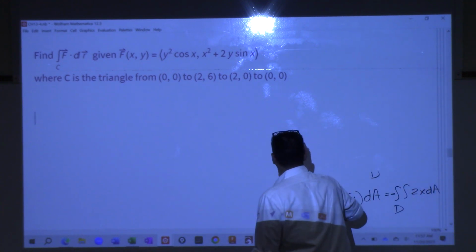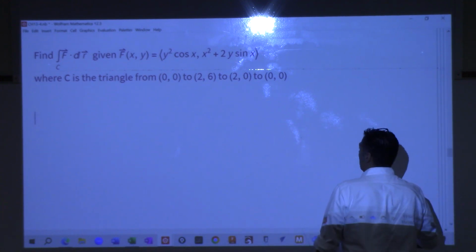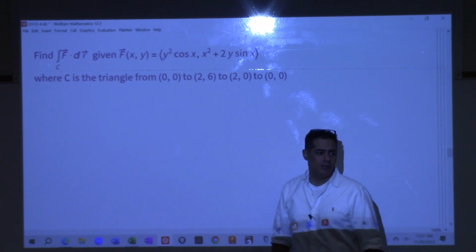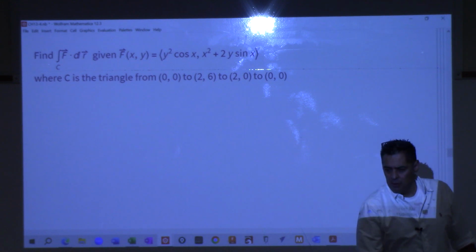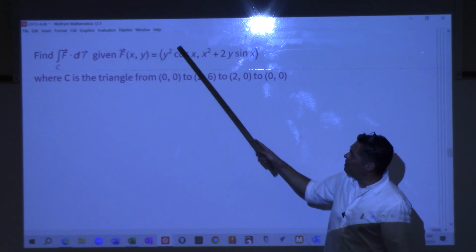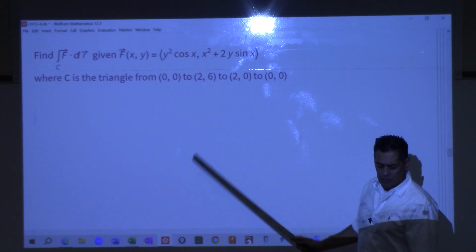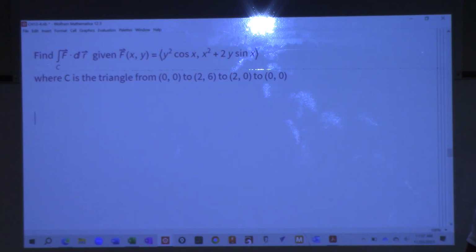What if I change the problem and I only asked you to go from 0, 0 to 2, 6? Could you use Green's? If I said, find this where C is just the line segment from here to here, could you use Green's theorem? No. You have to have your curve enclose a region, because if you're going to do a double integral, you have to have a region. If it's a line segment, there's no region, right?